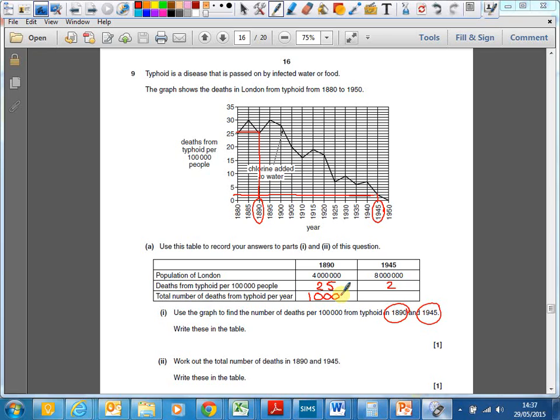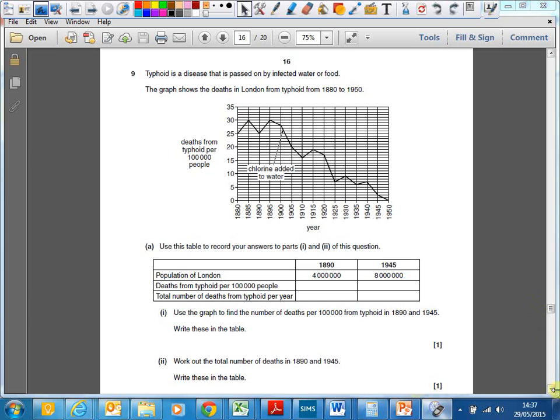If you do the same for 1945, you get a number of deaths of 160. And then you need both of these for that, and both of those for that. Okay, so that's that question.